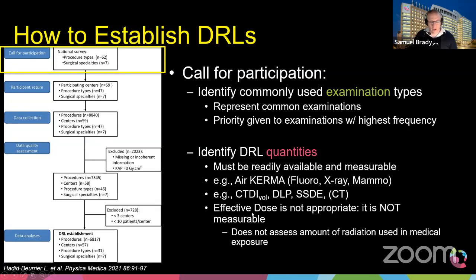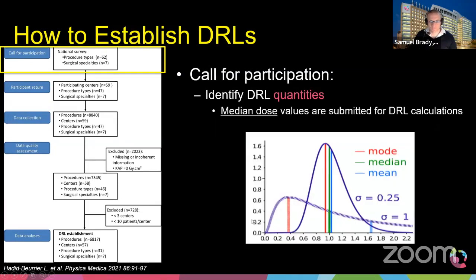One dose metric out there that is very common, you see this in literature all the time, and it's oftentimes used inside your hospital as a way to report patient doses or exam doses, is called the effective dose. The effective dose is not appropriate to use for DRLs because the effective dose cannot be measured. It's a metric that is calculated. It's a small distinction, but it's very important, and you'll understand why in a moment when I give another example. So we can only use the metrics that are measurable, and we do not use effective dose.